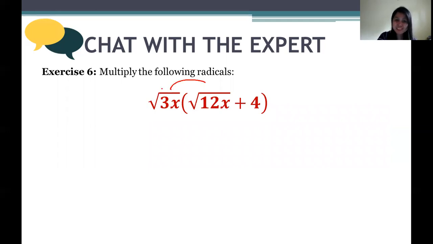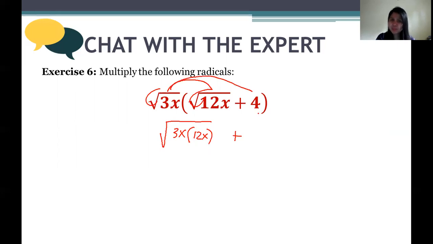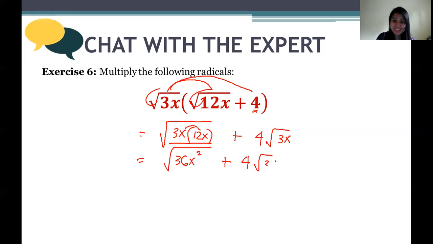Multiply these two. Same index. You multiply the radicands. 3x times 12x. Plus this one. No longer a radicand. So you place it outside. 4 square root of 3x. Let us simplify the first one. 3 times 12 is 36. X times x is x squared. Plus 4 square root of 3x.